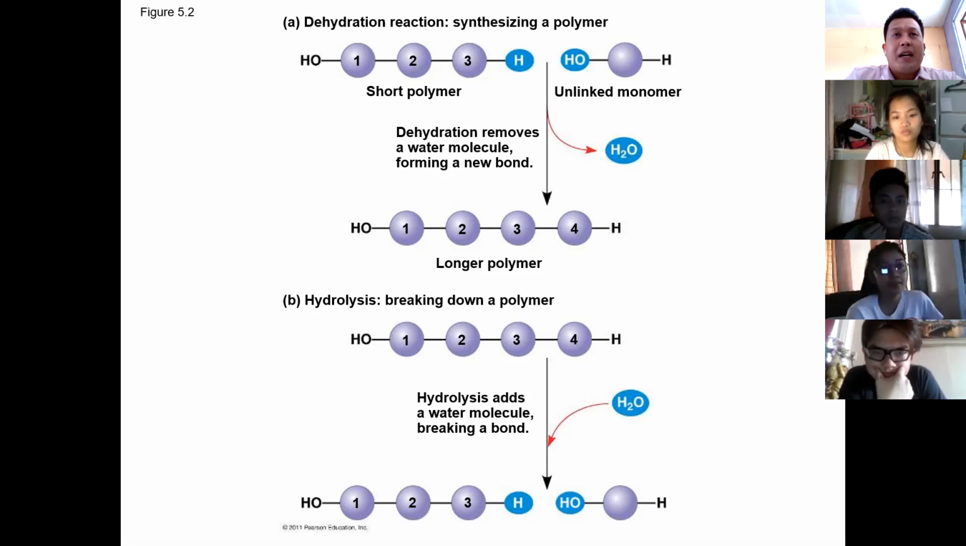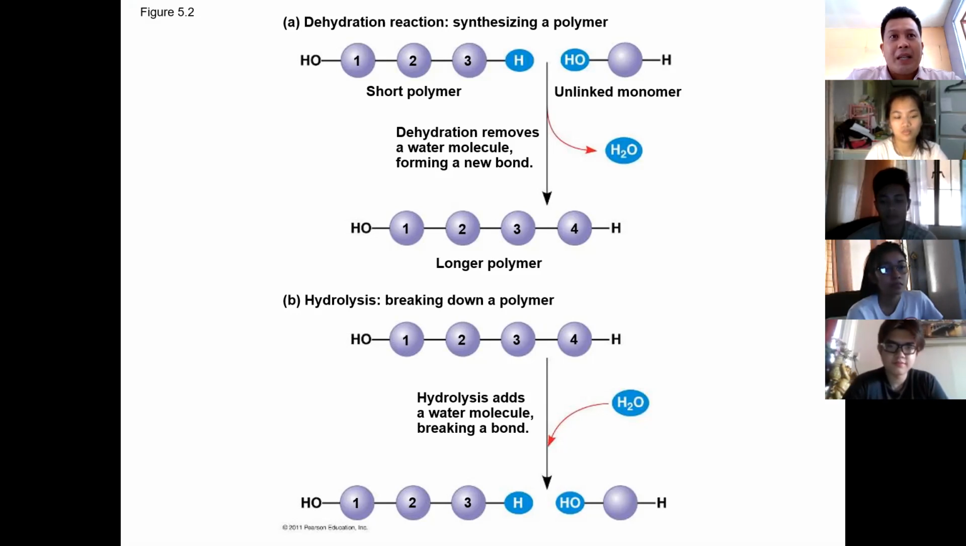You remove the OH from one monomer and then the H from another, which results in H2O, which is water. That's the dehydration part, removing water from each monomer. As a result, you have a longer polymer from the linkage between the short polymer and the unlinked monomer. Letter B is hydrolysis.